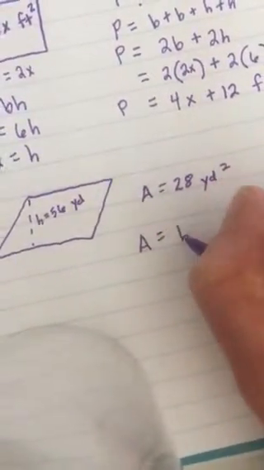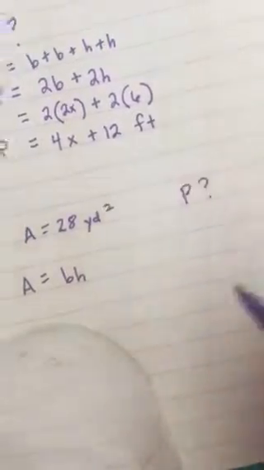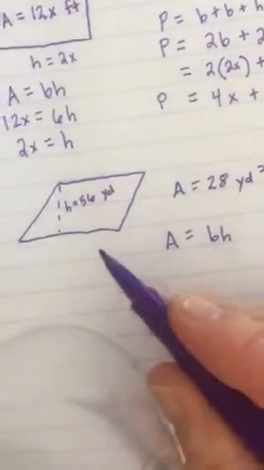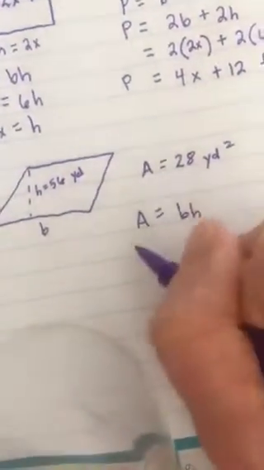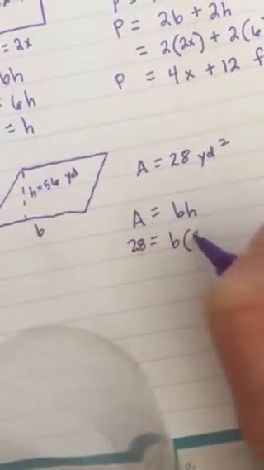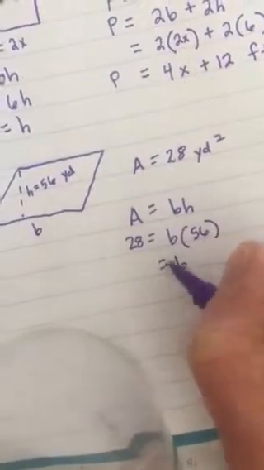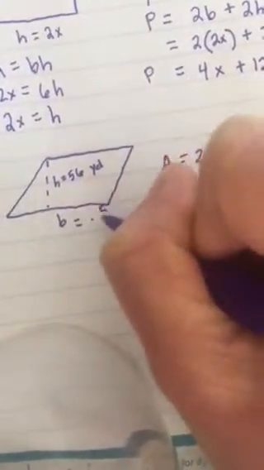Okay, so there you go. Now we know that area equals base times height. Oh, don't forget, they're ultimately asking us for perimeter, but we can't solve that without finding our base. So area equals base times height, or 28 equals base times 56. Now, our base is going to equal 28 divided by 56, which is 1/2 or 0.5. So our base here equals 0.5.